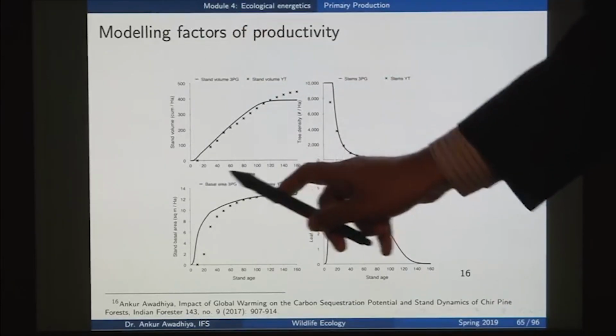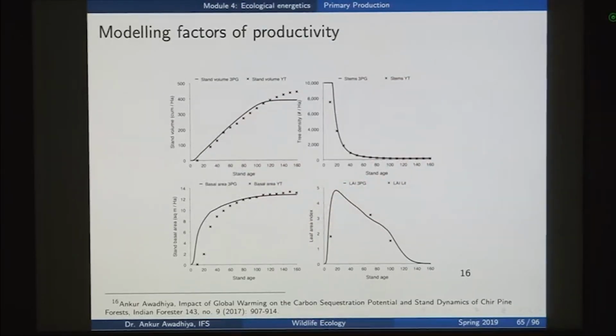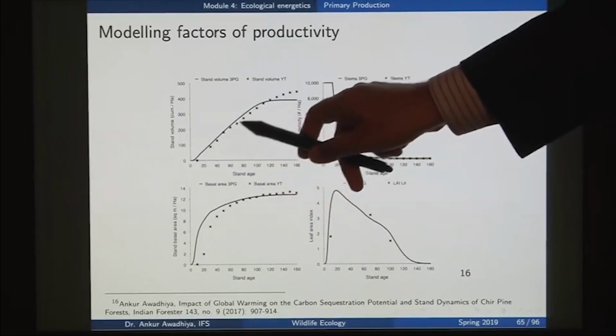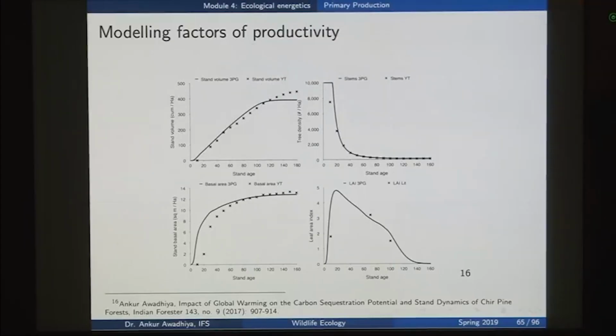Now, if you look at the stand age, at 0 age you have only saplings. These saplings make up a very small volume of timber. So, that is 0, and then with increasing age this amount increases. Now, these crosses are showing us the actual field values.